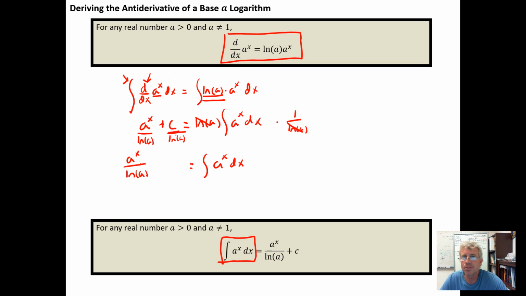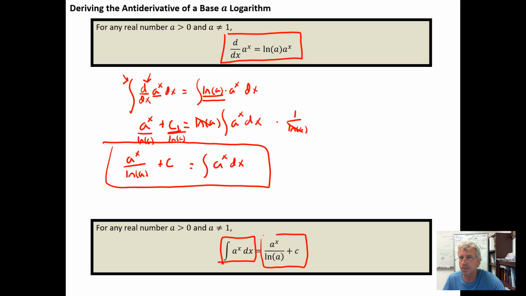And all we need to recognize here is when we integrate and we get that constant of integration, let's subscript it with a 1. We'll call it constant of integration 1. So here I have a constant of integration divided by the constant natural log of a. But if you divide two constants, you just get another constant. I'll call it c sub 2. And then by convention, we'll drop the subscripting off of it. So there we have the formula for the antiderivative of a to the x dx. It equals a to the x over the natural log of a plus a constant of integration.